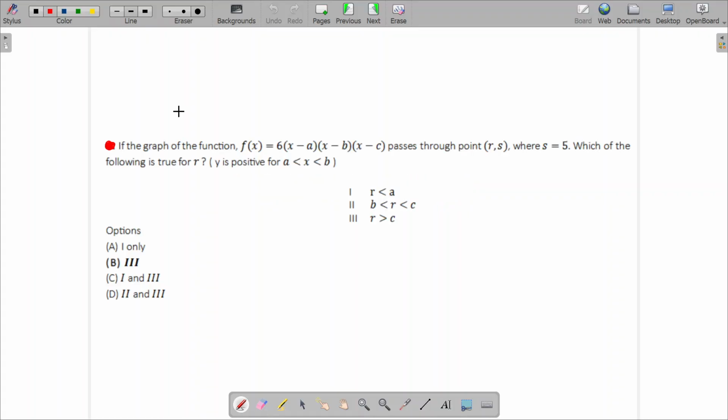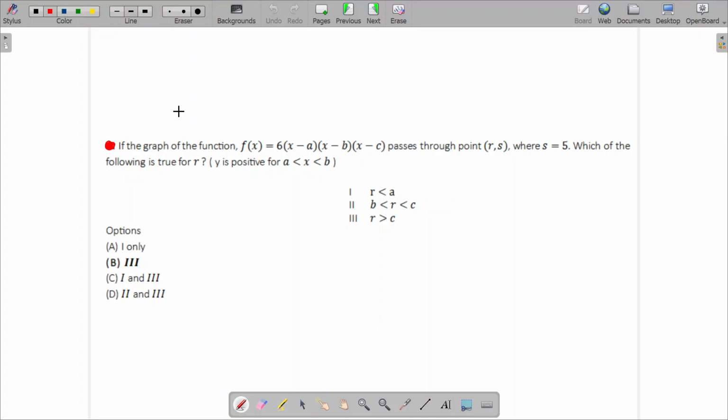So the first question is right here. Pause the video, take 30 seconds to read the question first. If the graph of the function f of x equals 6 times (x minus a)(x minus b)(x minus c) passes through the point (r, s), where s is 5, which of the following is true for r? Y is positive for x greater than a, x less than b.